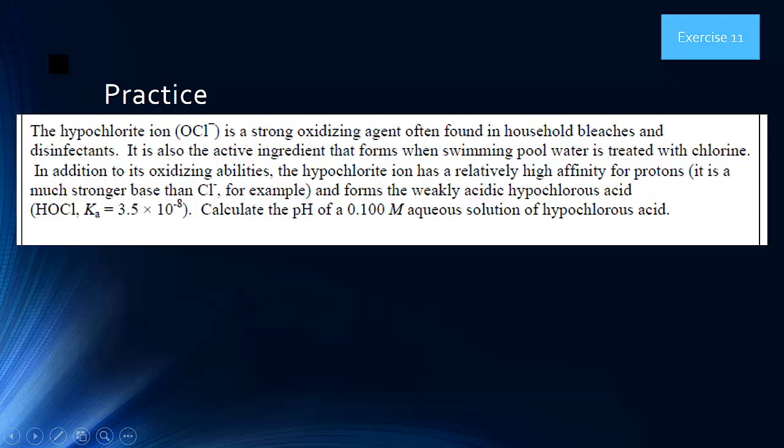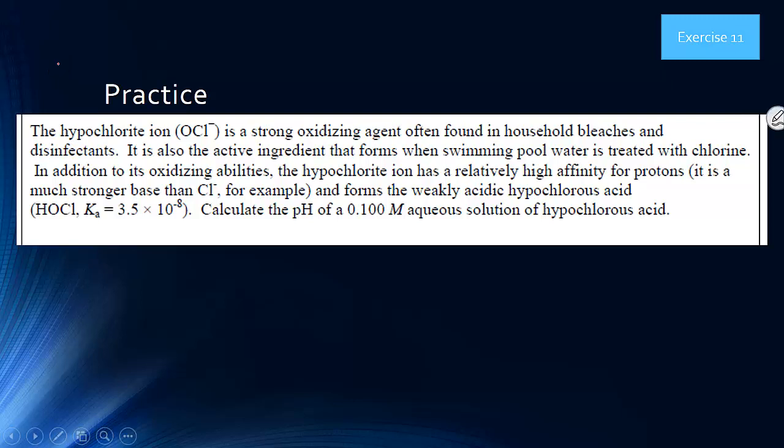Hypochlorite is the active ingredient in bleach. It's also what's used in your swimming pool. Now, the hypochlorite ion does set up an acid-base equilibrium. It's a very, very weak acid. It has a Ka of 3.5 times 10 to the negative 8th. If you put 0.1 molar hypochlorous acid into your swimming pool, what is its pH?